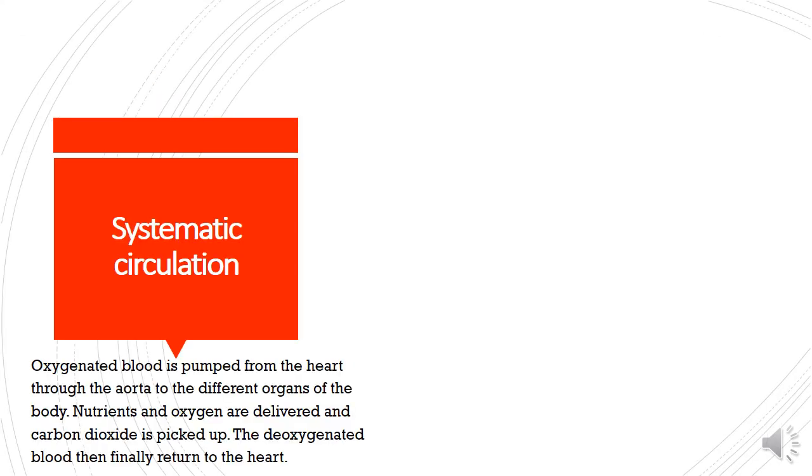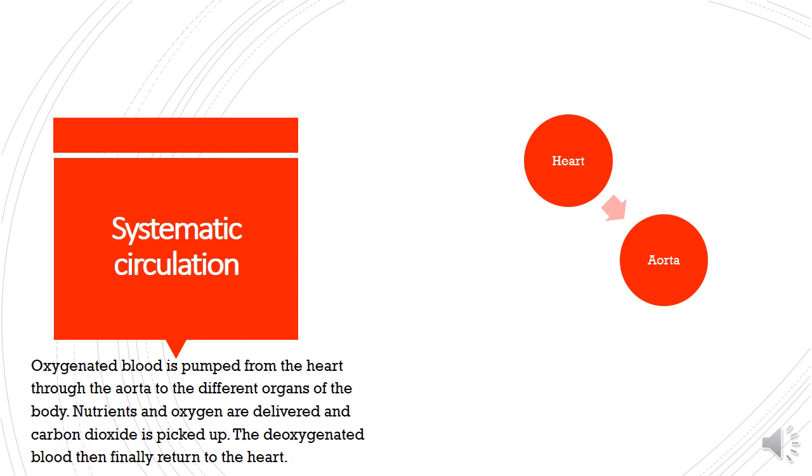Systemic circulation, remember, this is oxygenated blood that is pumped from the heart through the aorta to different organs of the body. Nutrients and oxygen are delivered and carbon dioxide is picked up, and the blood is then finally returned to the heart. So here we have the heart. Remember, we have an artery called the aorta. Remember, arteries are responsible to carry blood away from the heart.